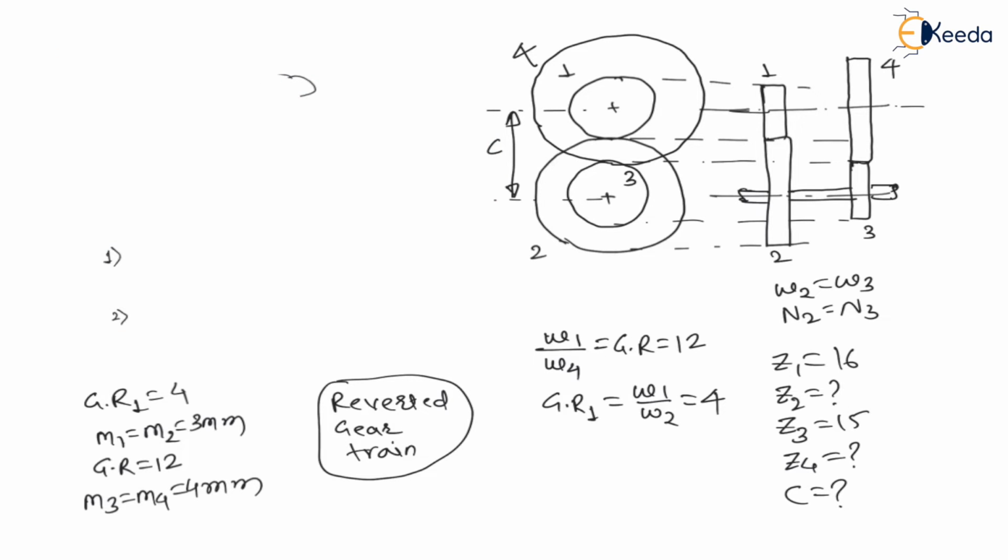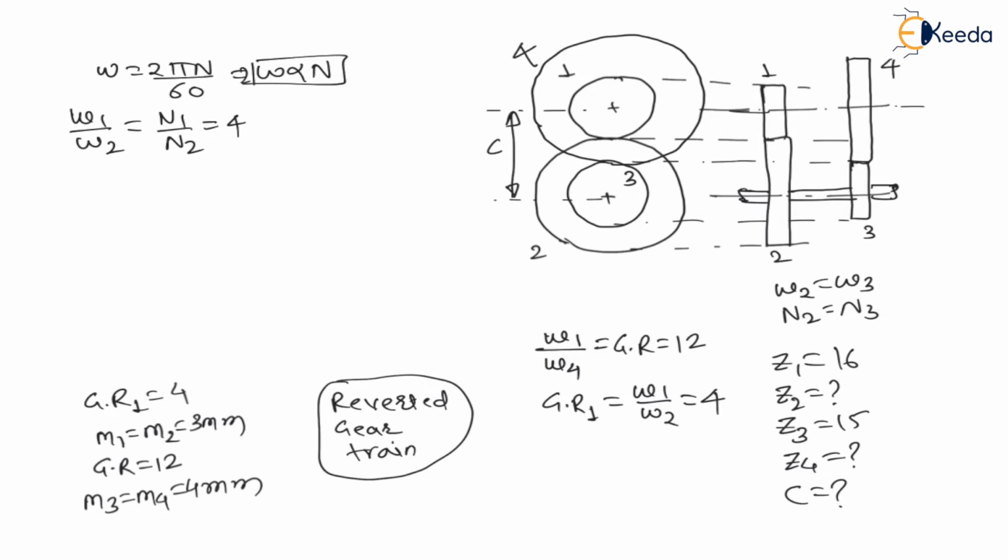Now let us solve this question. See my dear students, this omega is nothing but angular velocity, and we can write omega is nothing but 2 pi N upon 60. Therefore angular velocity omega is directly proportional to N, right? Therefore we can say omega 1 divided by omega 2 is nothing but N1 divided by N2, and this is given as 4, right?